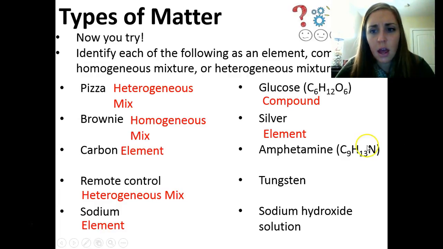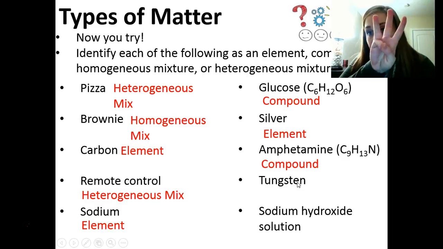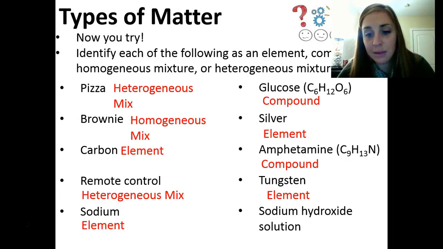Amphetamine, that is one of the main parts of, I think, Ritalin? I'd have to check on that. But there is a formula, C9H13N, so amphetamines would be a compound. Tungsten. This is Mr. Klein's favorite element if you had him as a teacher. Tungsten is on the periodic table. The symbol is W, so it's an element.